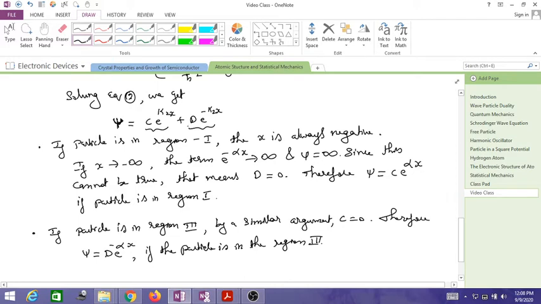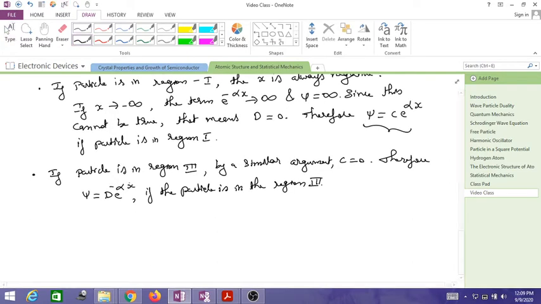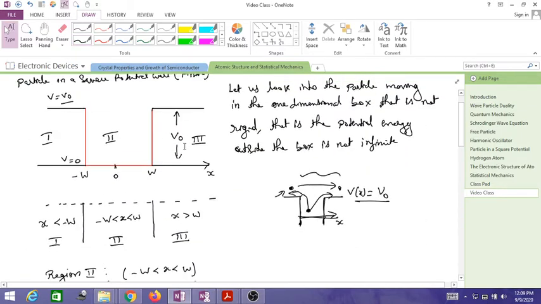So for this, we consider the constants c and d. In this case we consider the value of d equal to 0. Therefore our wave function becomes psi equal to c into e power k2x, and that is the wave function for the particle within region 1. And similarly, when the particle is in region 3, by a similar argument, the same method is applicable. When the particle is in the third region, the value of x keeps continuing, and it may reach plus infinity.